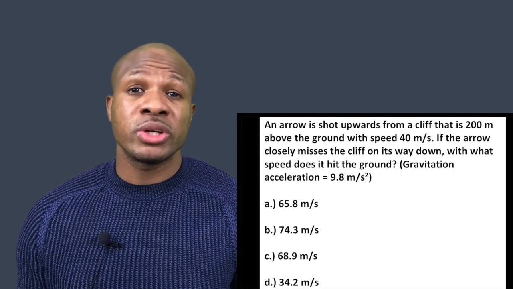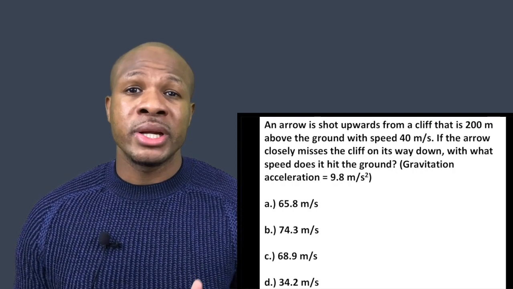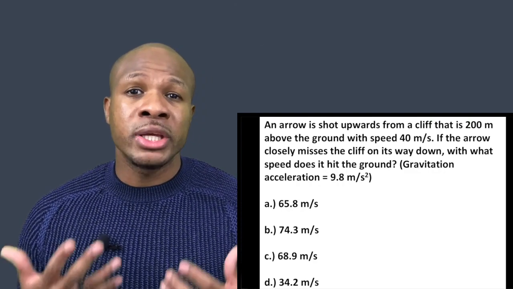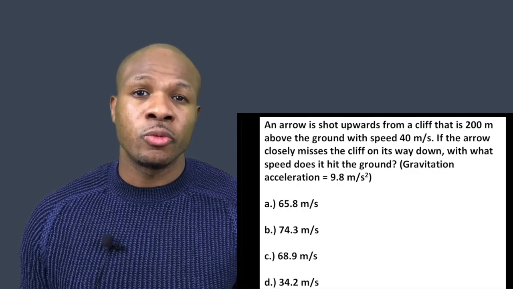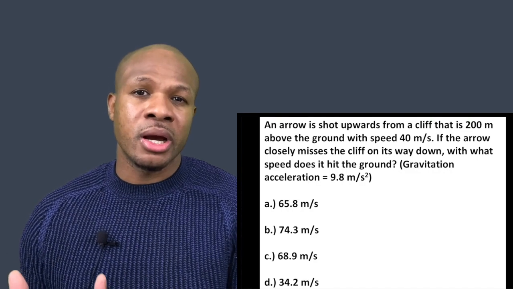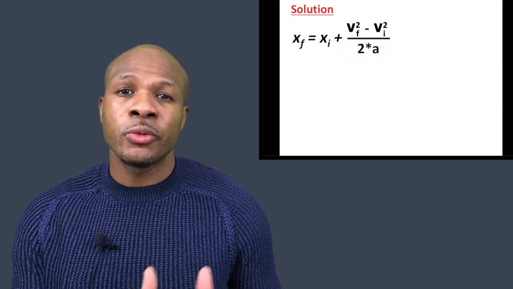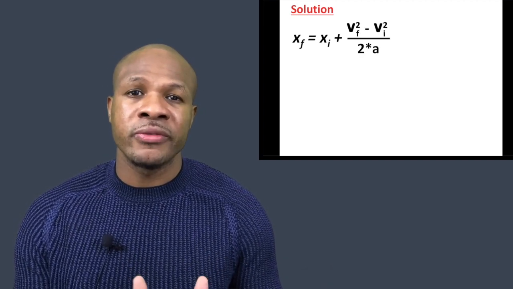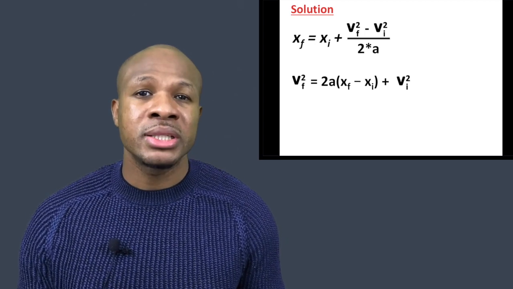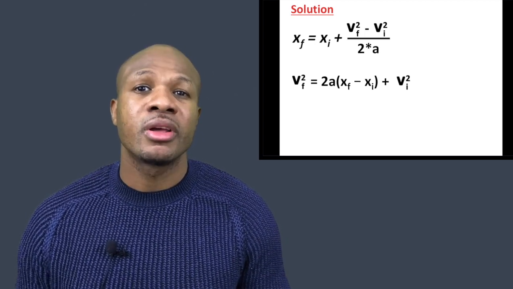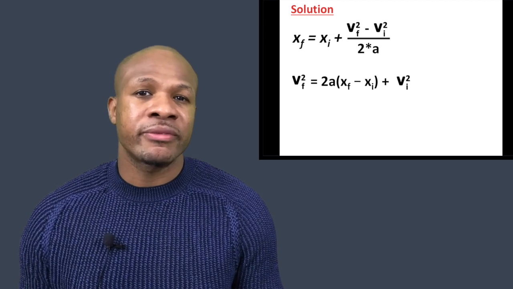Okay, so since this question is only asking about speed and we're not given anything about the amount of time, we can utilize our fourth equation, which links our speed with our distance traveled. And what we're asked to solve for is our final speed. So we can manipulate this equation to solve for v final squared. And when we do that, we get v final squared equals twice the acceleration times the difference between our final position and our initial position plus our initial speed squared. Okay, simple equation, all we have to do is plug in.